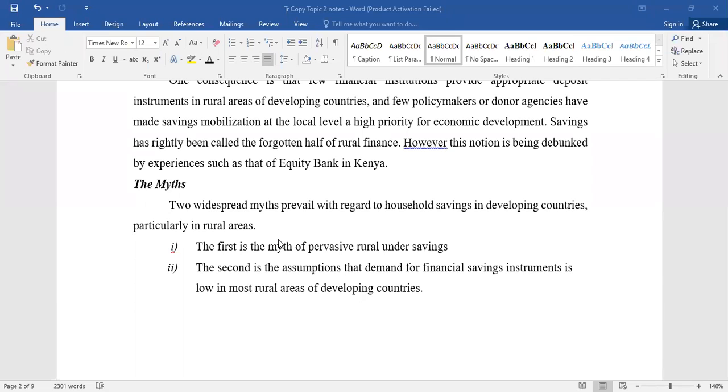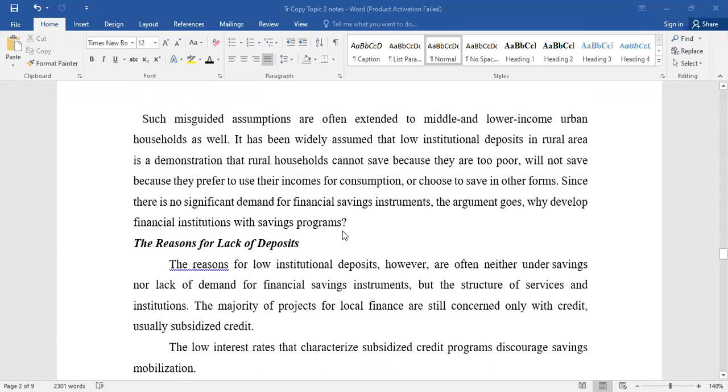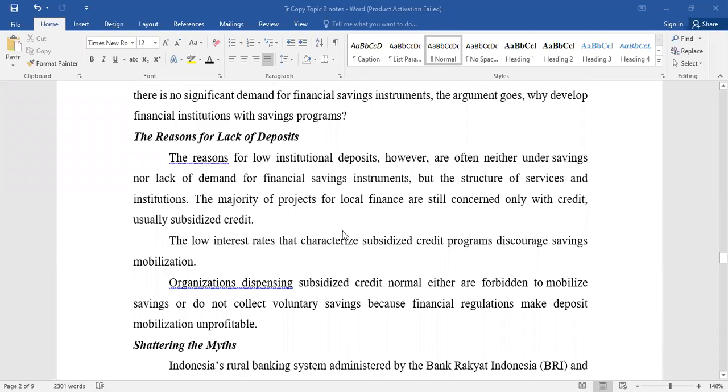Secondly, is the assumption that demand for financial savings instruments is low in most rural areas of developing countries. It's a myth. Because most MFIs are developing, or their grassroots is from the rural areas, we must demystify this myth that there is no money in the rural areas, and 2, they don't have a saving culture. If you are able to demystify these 2 myths, then you will be home and dry. So the reasons for lack of deposits will be: 1, low institutional deposits will be necessitated by the under savings, because these people are made to believe that they don't have money.